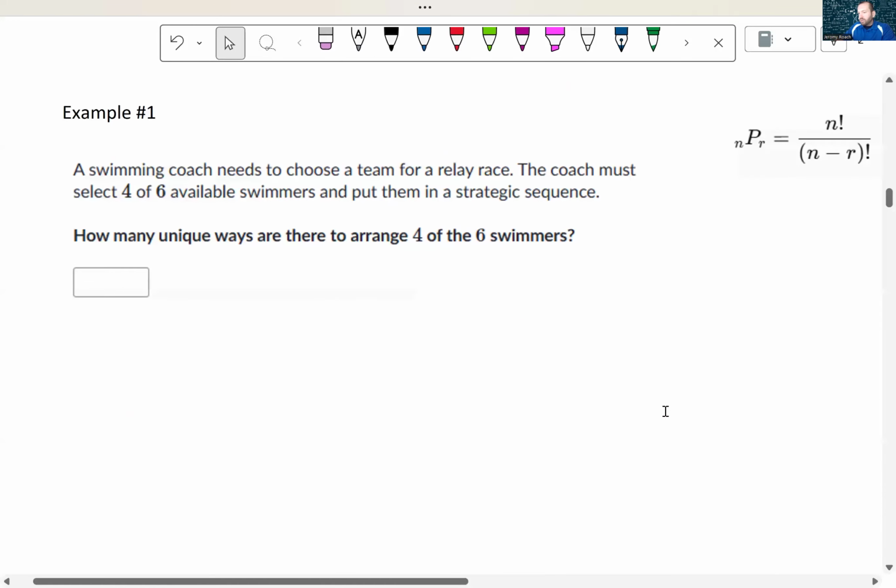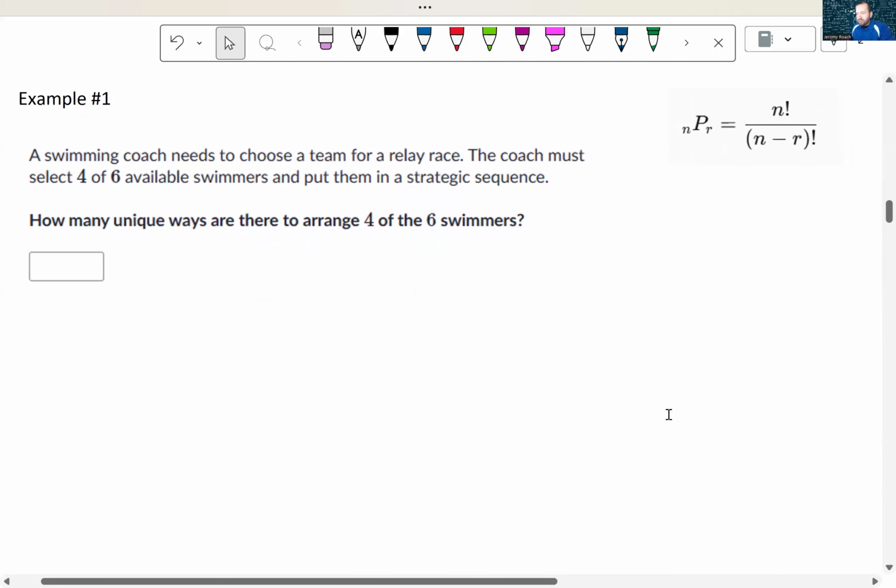Okay, so here's our first example. It says a swimming coach needs to choose a team for a relay race, and the coach must select 4 of 6 available swimmers and put them in a strategic sequence. It says, how many unique ways are there to arrange 4 of the 6 swimmers?